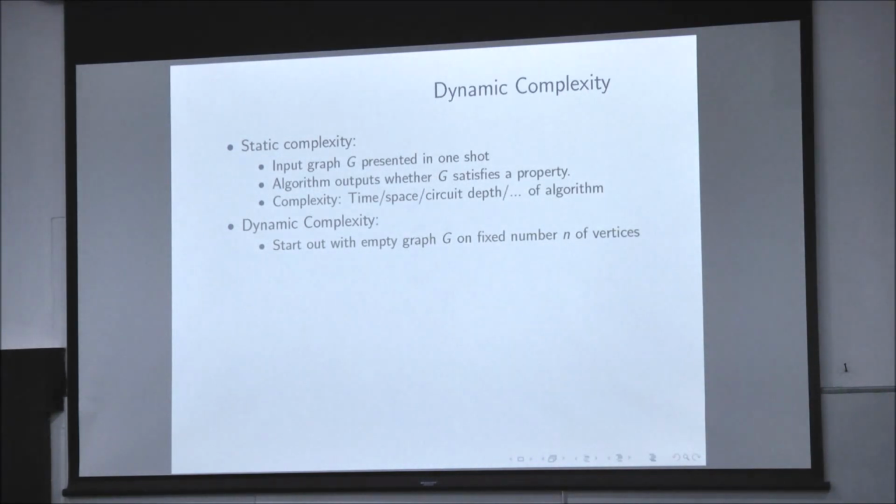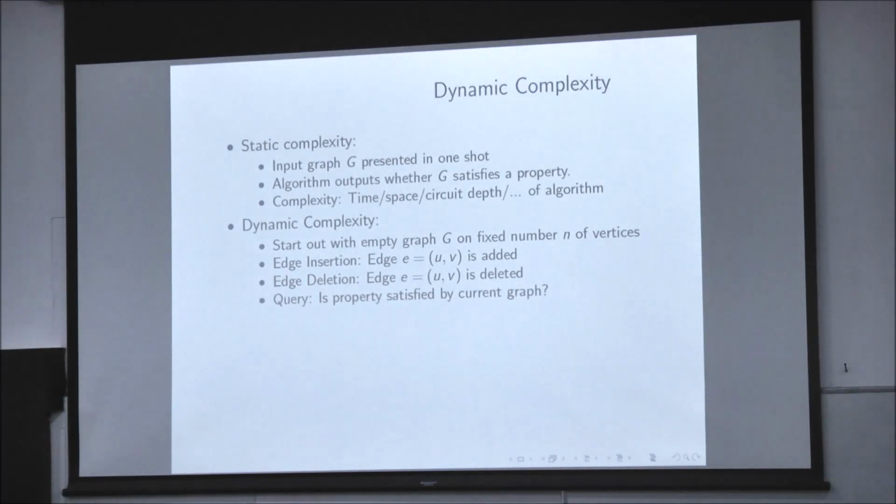On the other hand, to contrast it with dynamic complexity, here we start out with an empty graph. You're given the empty graph on n vertices, and at every time step, one of three things happens. An edge is inserted into the graph, or an edge is deleted from the graph, or a query is asked. Correct? And what is a query? Is the property satisfied by the current version of the graph?